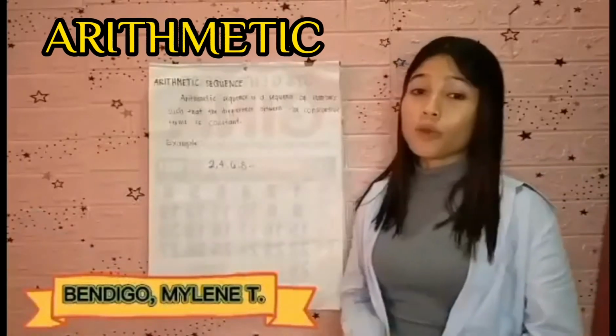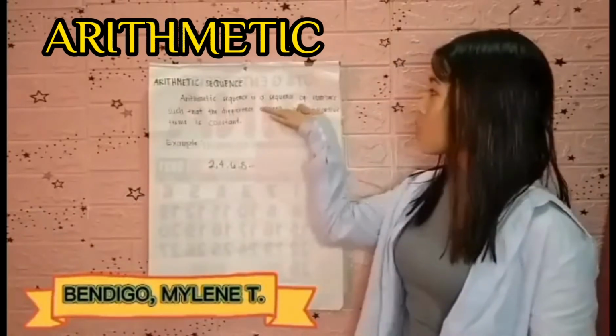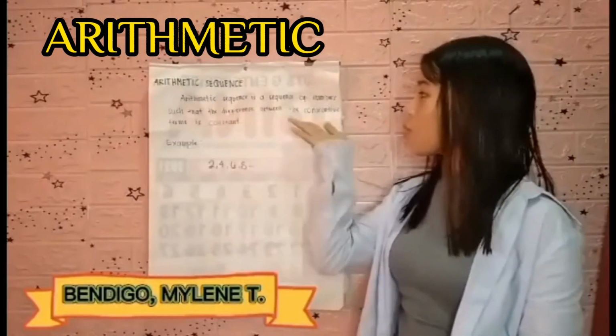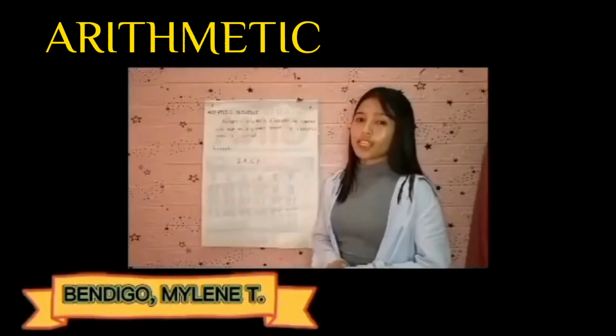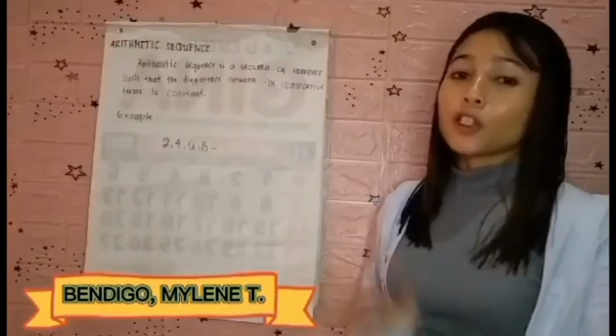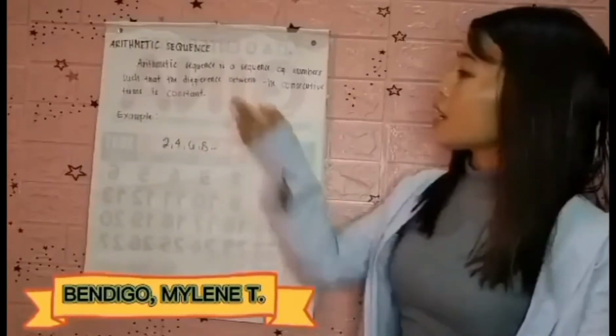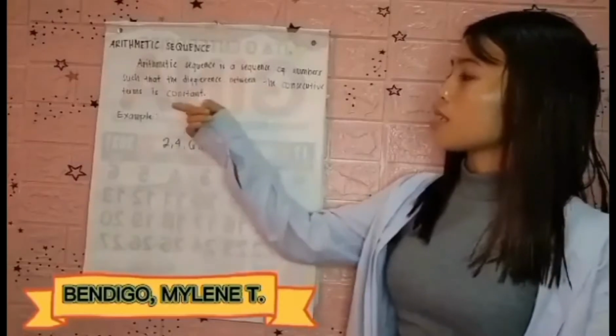Arithmetic sequence. When we say arithmetic sequence, this is a sequence of numbers such that the difference between the consecutive terms is constant. Let's have one example for arithmetic sequence. Not all the sequences you see, numbers that are in order or have a pattern, are arithmetic. So you have to satisfy it. It says here that the difference between the consecutive terms is constant. When we say consecutive terms, what does it mean?